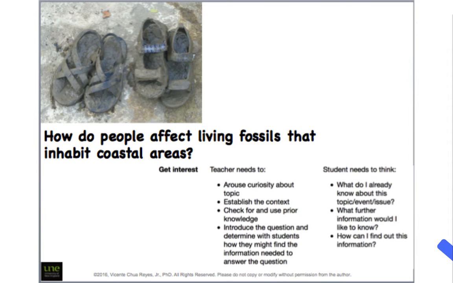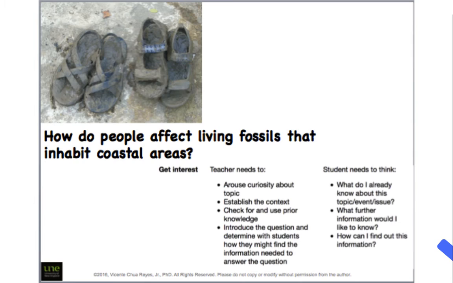So when we talk about that, I look at what the teacher needs to do and also what the students need to think. So as the teacher, I will arouse curiosity about the topic. I establish the context. I check for and use prior knowledge. How do the learners rate in terms of knowledge of what coastal areas are? And then I introduce the question and determine with students how they might find the information needed to answer the question. So that's the get interested stage.